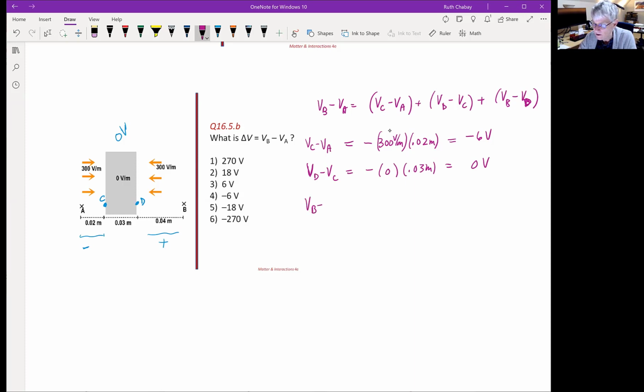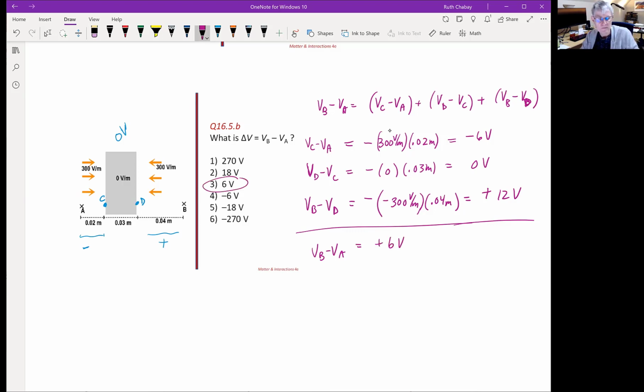And VB minus VD is equal to a minus, now the X component of the electric field is negative 300 volts per meter times 0.04 meters, which is going to give us a plus 12 volts. And so we add all these up and we get VB minus VA is equal to plus 6 volts. So it's worth taking the time to be careful about signs.